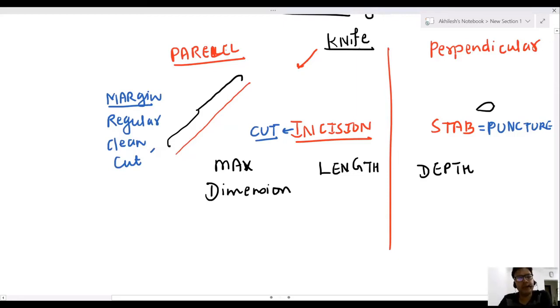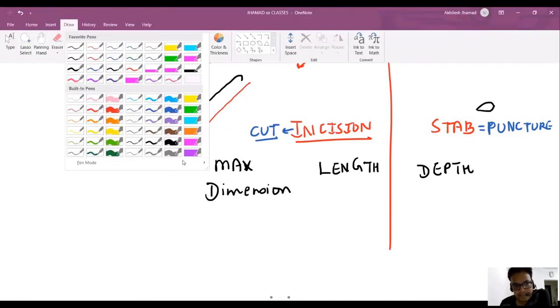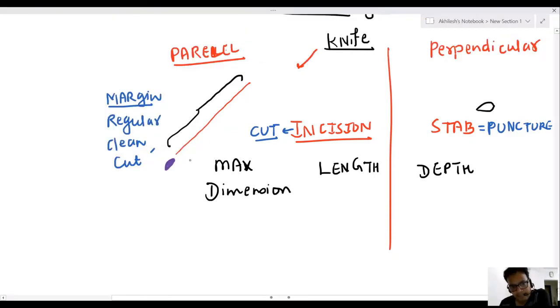Margins are regular and clean cut in incision. At the end point of incision, we have tailing. Tailing is always seen at the end point of incision. Margins are clean cut and regular.